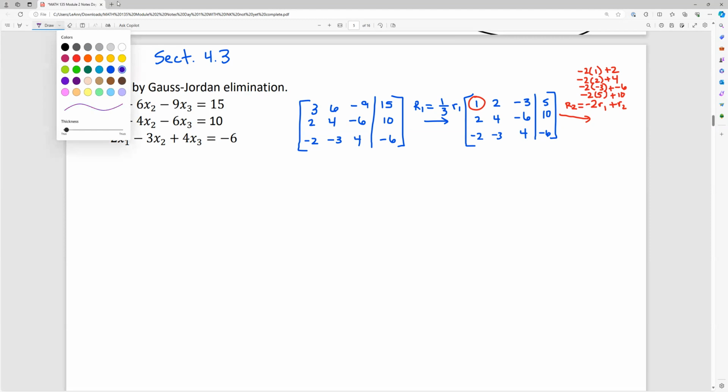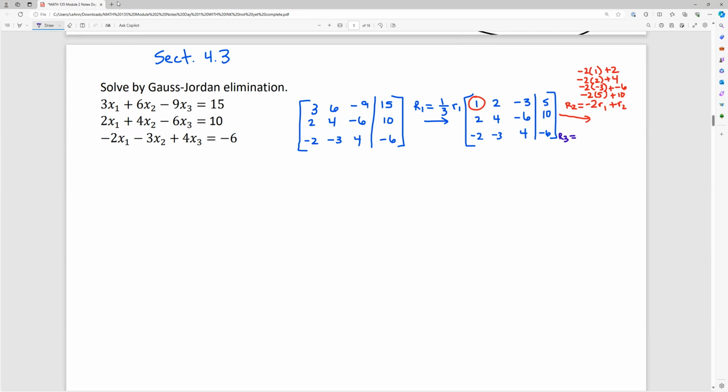For row 3, we need to get rid of the -2 and make that a 0. So we always base it off of our 1. So I'm going to do +2 times row 1 plus our row 3 elements. So notice that's going to give me 2 times 1 plus a -2, 2 times 2 plus a -3, 2 times -3 plus a 4, and 2 times 5 plus a -6. So notice each of these parts right here are row 1 elements, and these are row 3 elements.